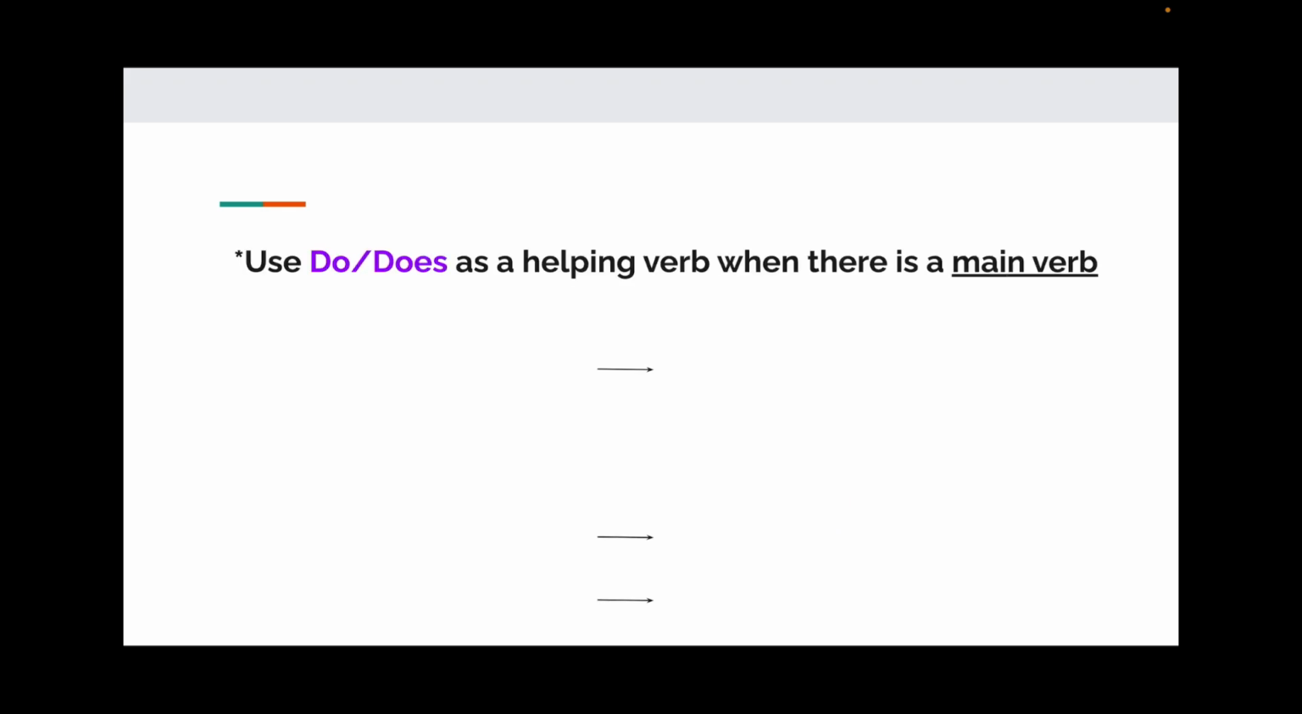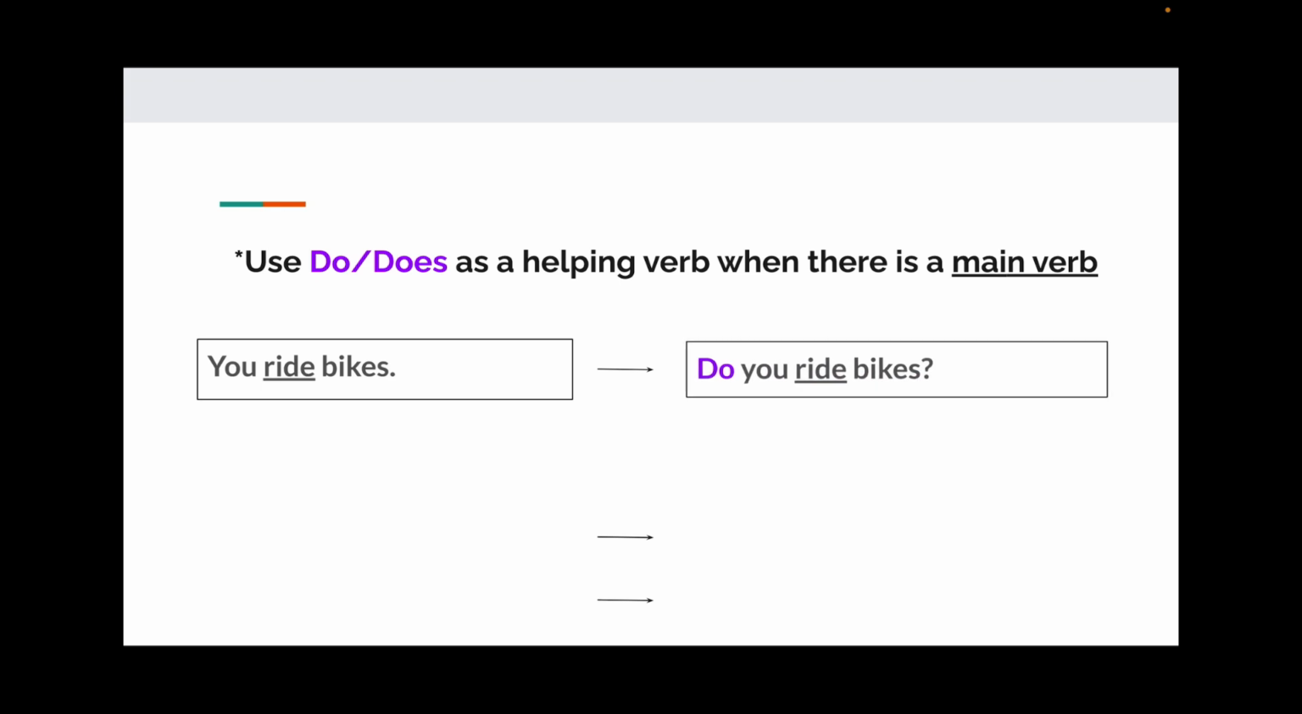And so we can use do or does as a helping verb to form questions when there is a main verb in the sentence that we are trying to turn into a question. A good example would be you ride bikes with the main verb underlined, which is ride. It turns into do you ride bikes? You can put do or does with any verb to create a question. However, the exceptions would be to be and modal verbs.